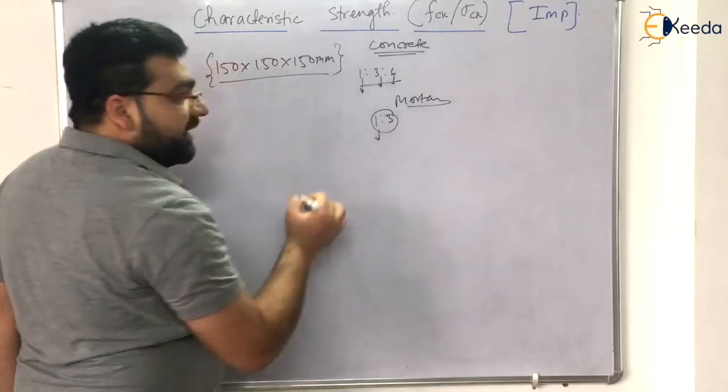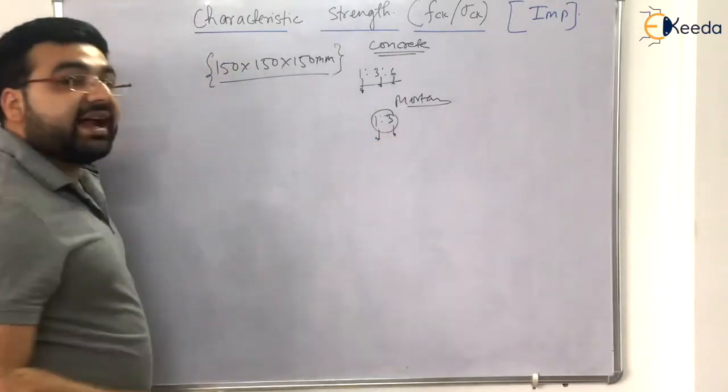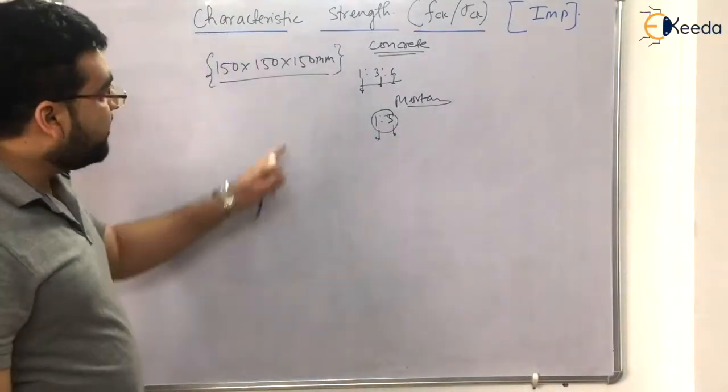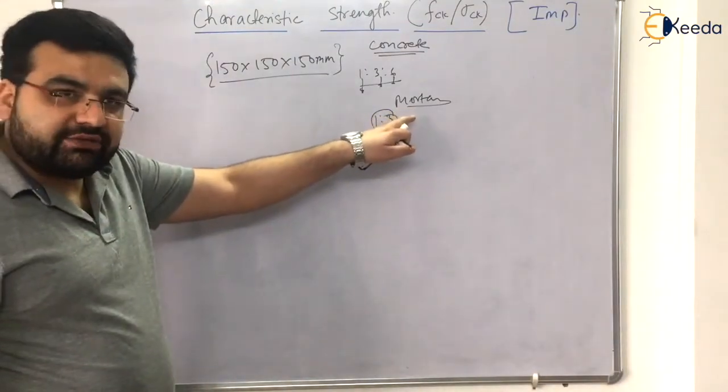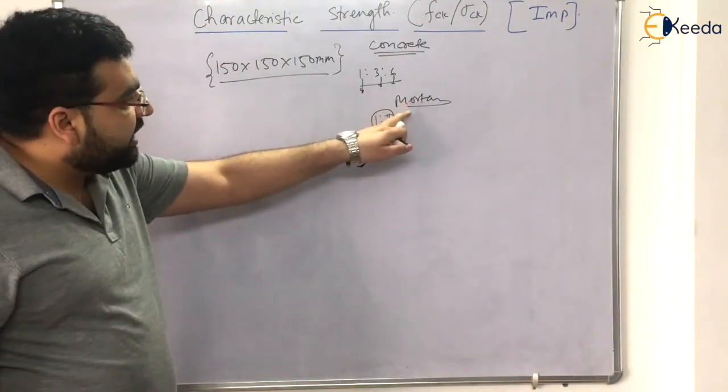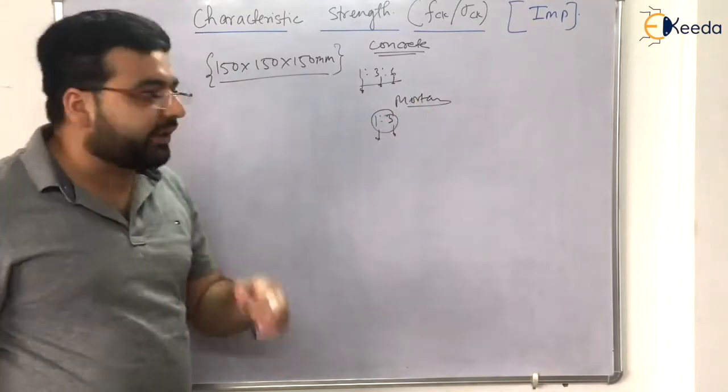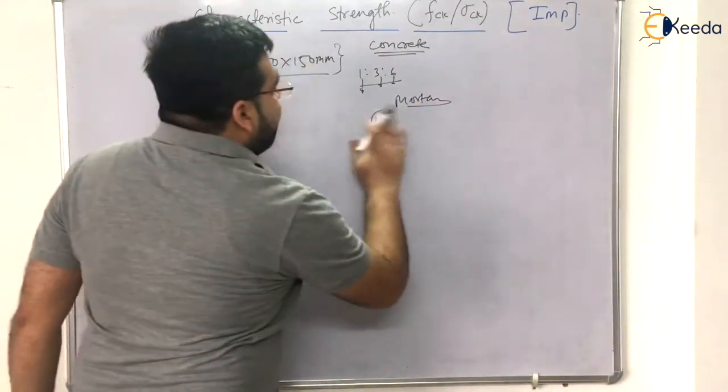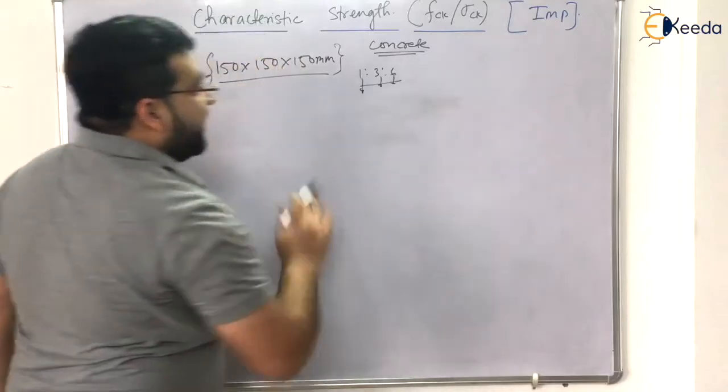What is this 1? That is cement. What is this 3? That is sand actually. But we are not discussing mortar as of now. You will be studying mortar in detail in building materials. Now we are discussing concrete, the strength of concrete.